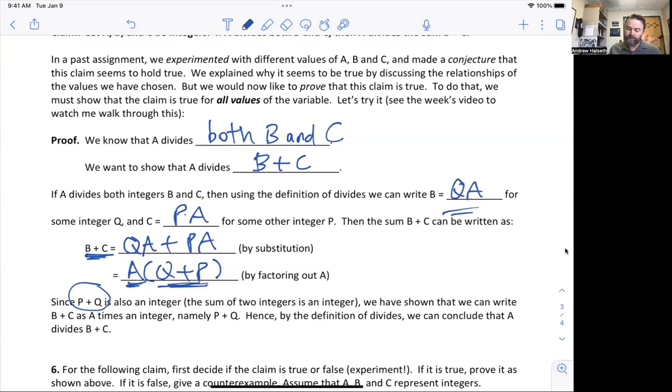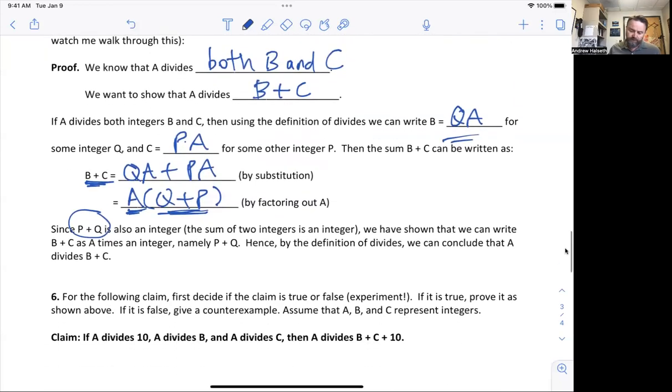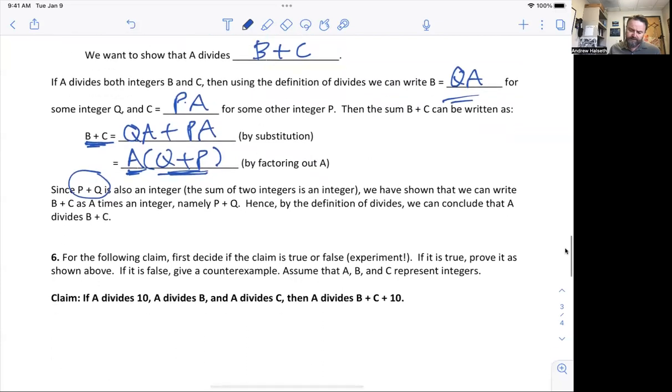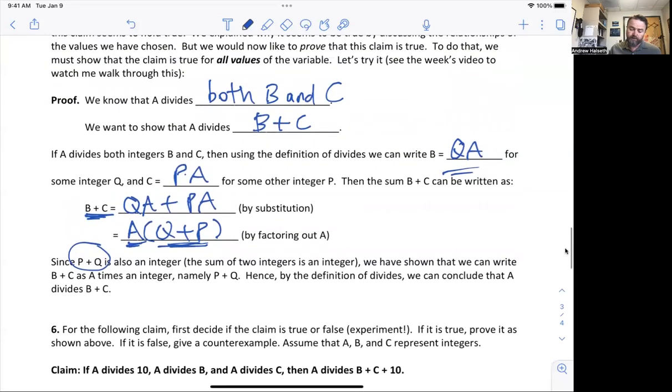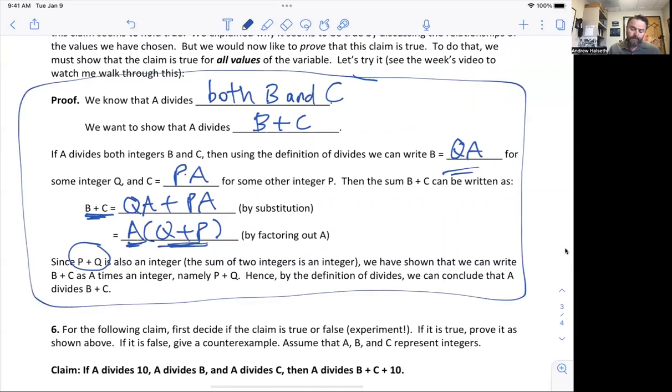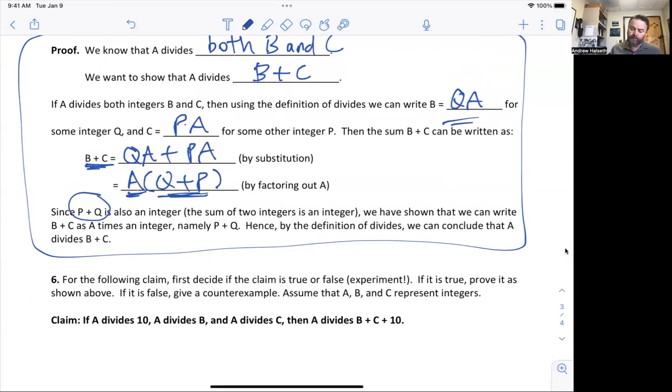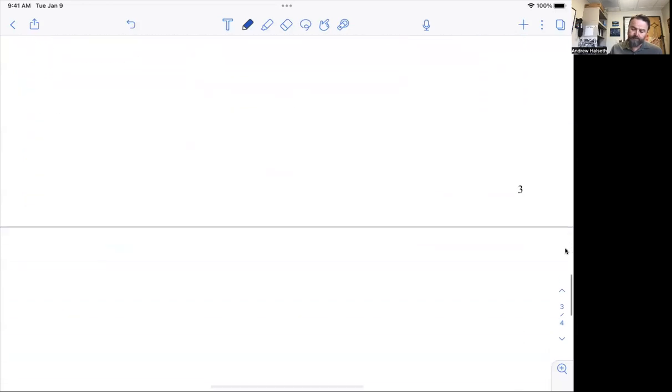This would be an official mathematical proof with no numbers, just using the definitions and some algebra and a little logical progression to show it. Okay, so try that one. This one's very similar, but it has a little bit more to it, because A divides three things: 10, B, and C. Then show that A divides B plus C plus 10. Honestly, what you can do is just follow this and pretty much rewrite that, but adjust it to match this problem. Okay, so hopefully that helps with this last example.